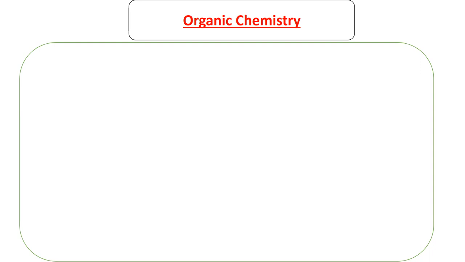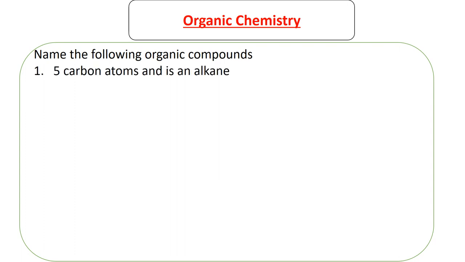So let's take a look at an example. Name the following organic compounds. The description of this organic compound is that it has 5 carbon atoms and is an alkane. The fact that it has 5 carbon atoms, the prefix for 5 is pent. Then the fact that it belongs to the alkane family, the suffix for alkanes is ane. So if you combine these two, they become pentane.